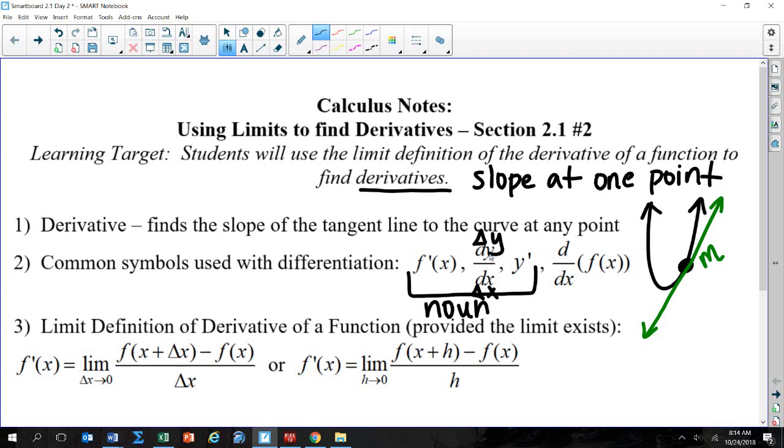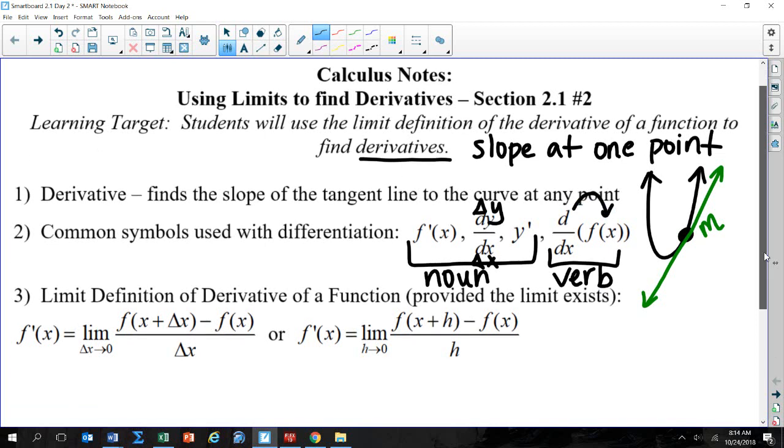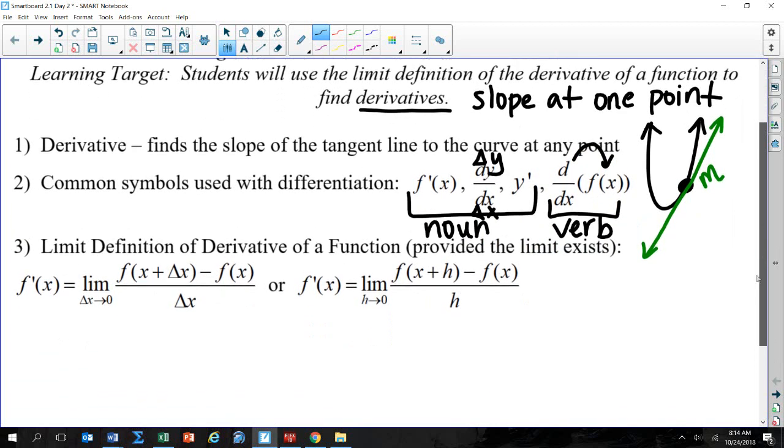Okay, this is a verb. This is telling you to find the derivative of your function. That's an actual operation. It's saying find the derivative of your function. But they all represent derivatives.